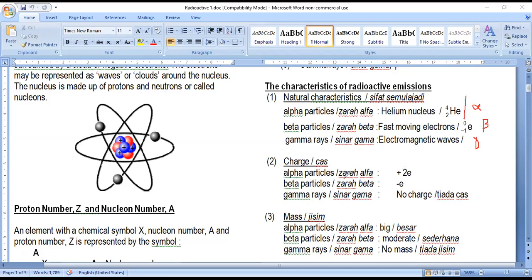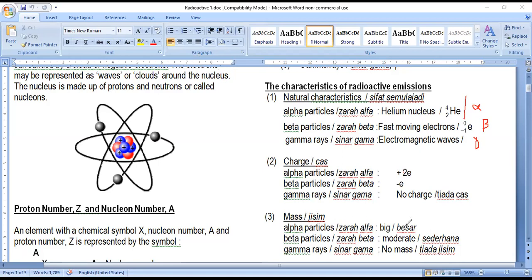Okay. Now next, we look at the charge for alpha, beta, gamma. Now alpha is positively charged, beta is negatively charged, gamma has no charge. That means gamma is not neutral. It has no charge because it's a wave. Okay. And then we have mass.